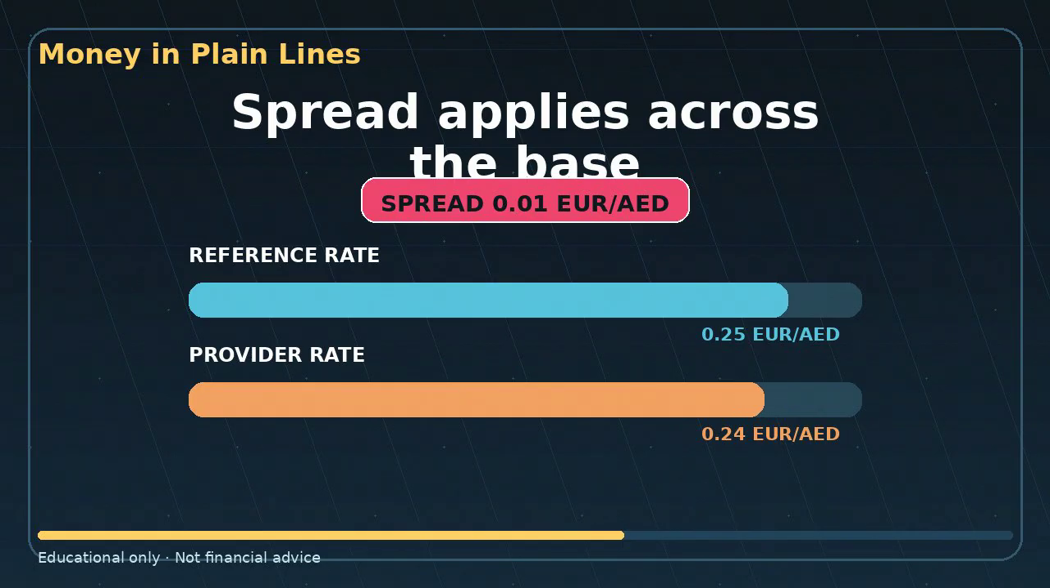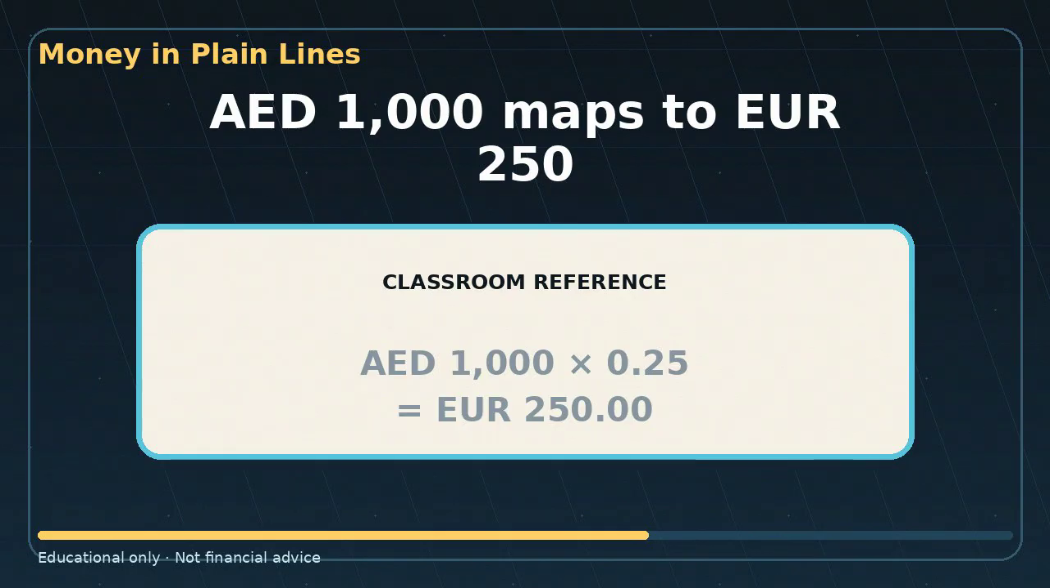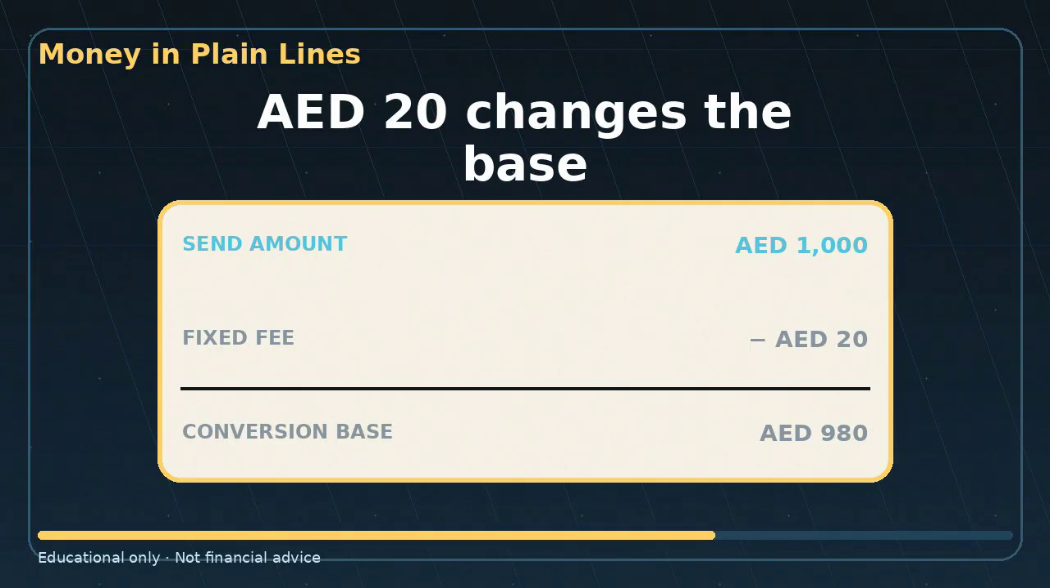A simple waterfall reconciles the result. The reference amount is 250 euros. Applying the provider rate to the original AED 1000 would produce 240 euros, a 10 euros rate effect. Deducting the AED 20 fee before conversion removes another 4 euros and 80 cents of potential recipient value at the provider rate, because AED 20 multiplied by 0.24 equals 4 euros and 80 cents. 240 euros minus 4 euros and 80 cents equals 235 euros and 20 cents. The total gap from the classroom reference is therefore 14 euros and 80 cents.